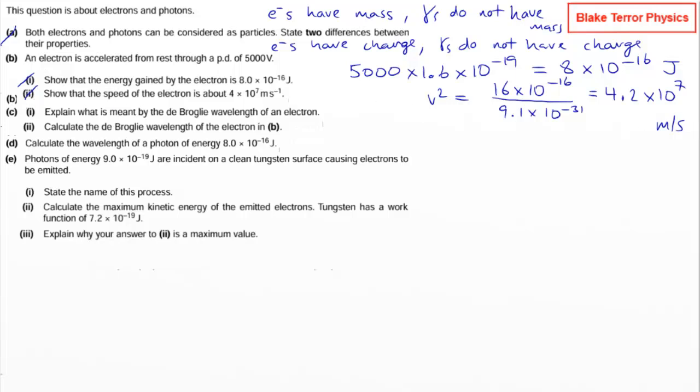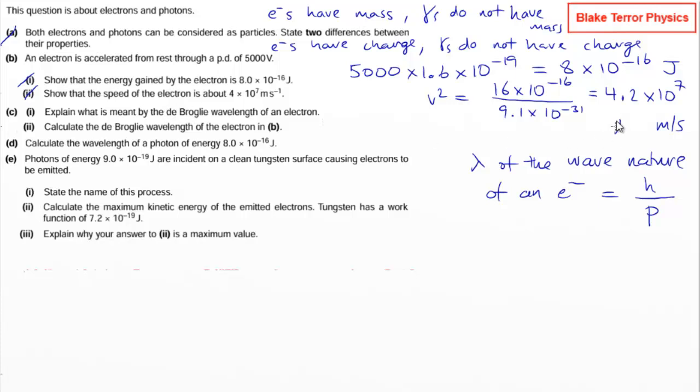Okay, I've got a bit of the screen below showing there. Part C, explain what is meant by the de Broglie wavelength of an electron. Right, so that is the wavelength of the wave nature of an electron. And we can quantify that by saying that it is equal to the Planck constant divided by the momentum of the electron.